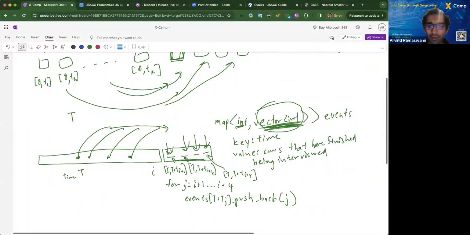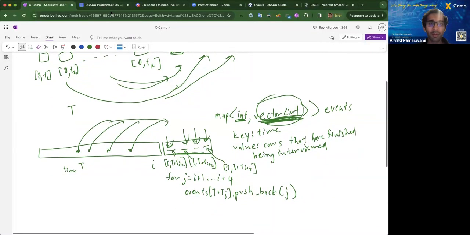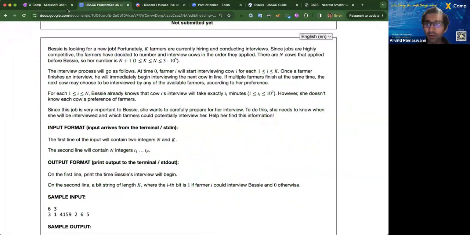Basically, you just simulate the events using a map. The key is the time of the event, and the value is the subset of cows that have finished being interviewed. And when you process an event, based on the size of the subset, so if the size of the subset is 4, for example, then you know at time t, 4 more cows are going to be interviewed, right? So we were able to do the first part of the problem. And now let's consider how we're going to do the second part of the problem.